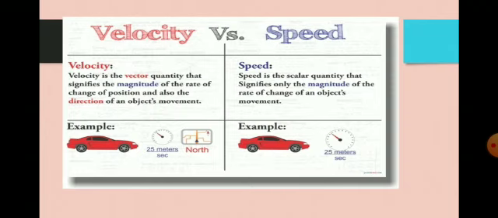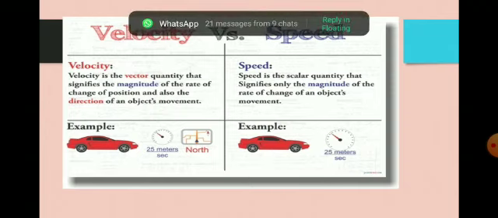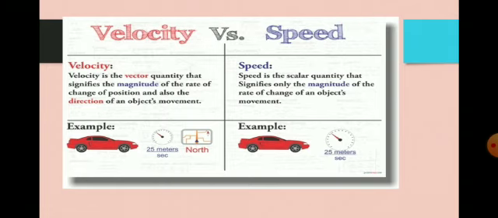The difference between the velocity and the speed is the velocity is the vector quantity that signifies the magnitude of the rate of change of position and also the direction of an object's movement. Here in example you can see that the 25 meter per second towards north, so direction must be discussed in case of velocity. But in case of speed, it is a scalar quantity that signifies only the magnitude of the rate of change of an object's movement. So this is the example.